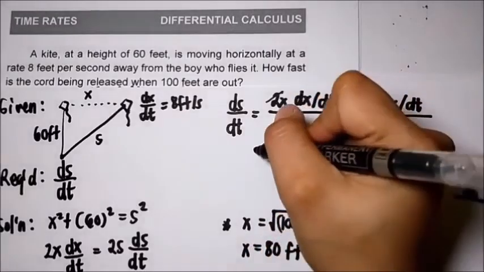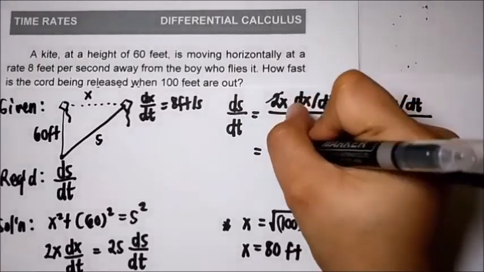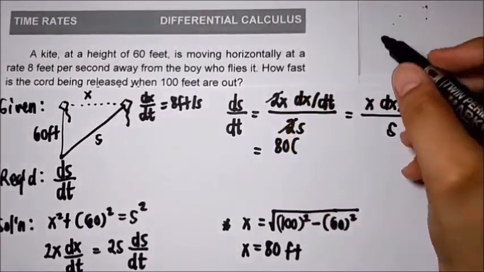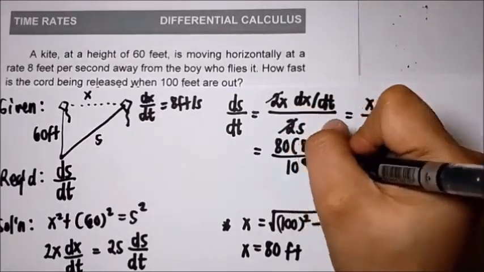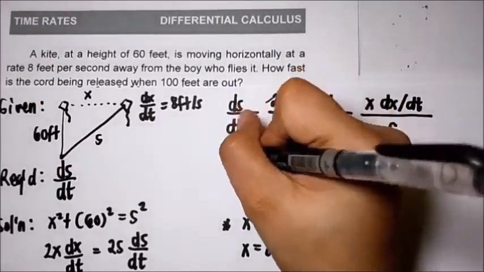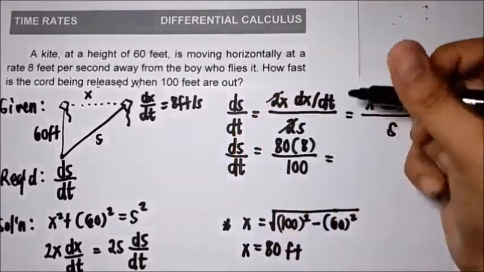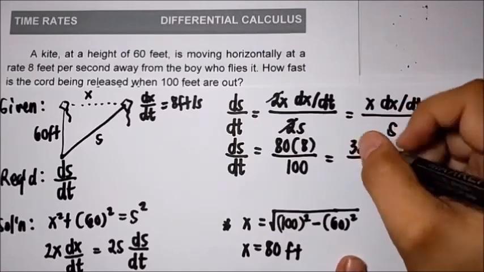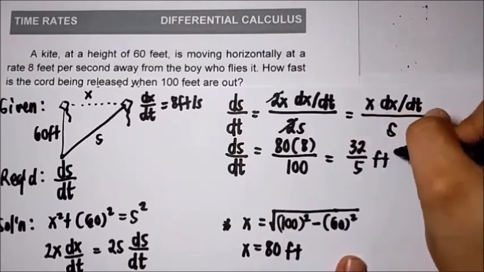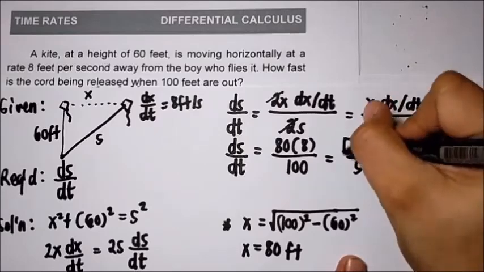So let's now substitute this one. x is 80, dx over dt is 8 feet per second, and the value of s is 100 feet. So solving now for ds over dt, we will be getting 32 over 5 feet per second.